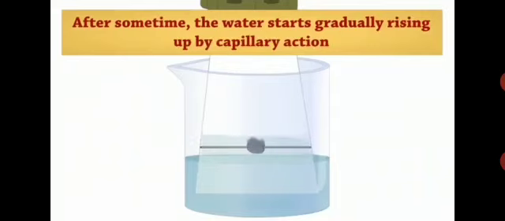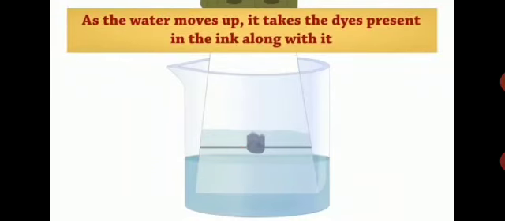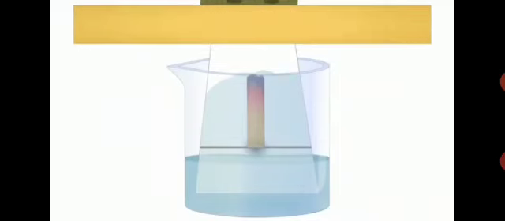Capillary action means there are small pores present inside the filter paper which will absorb the water. As the water moves up, it takes the dyes present in the ink along with it. So one color will come out. First blue will go up, followed by red, followed by yellow. So you can identify the three colors present in the black color ink.